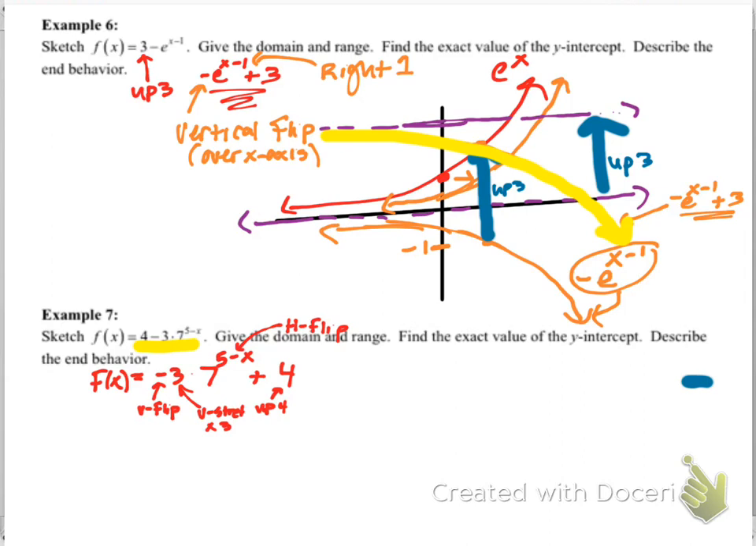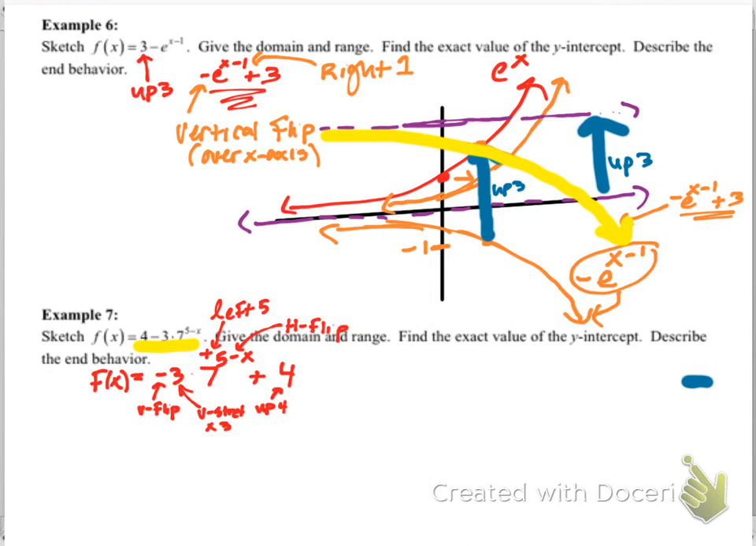Okay, and there we got our vertical flip. We got to notice the horizontal flip. That's a tough one. That -x. We also have that +5 in with the 7 to the 5 minus x. That +5 in the exponent. That's a left 5. Horizontal flip because it's -x and a left 5. So take a peek at all those. Vertical stretch by 3, vertical flip, up 4, left 5, and horizontal flip. That's a lot of stuff.